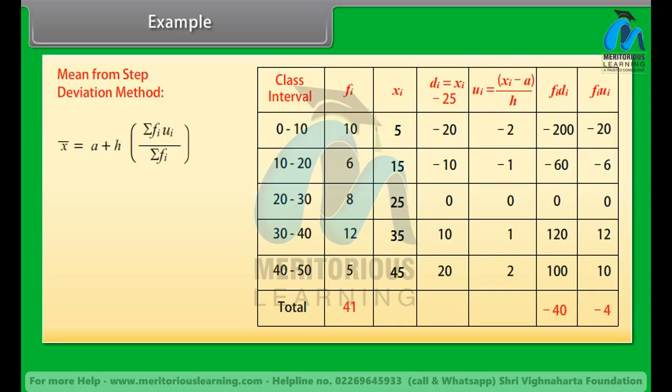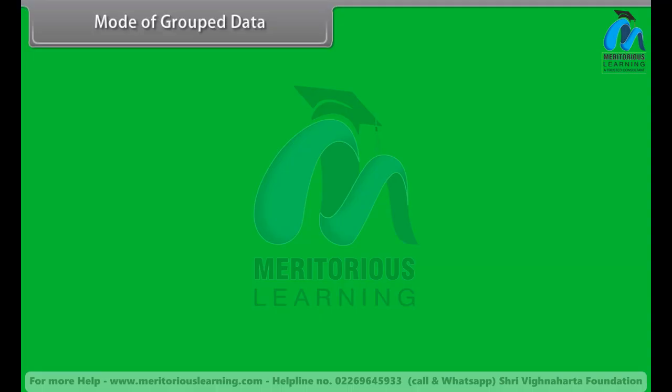After this, we find the mean using the step deviation method by using the formula assumed mean plus h multiplied by summation of the product of fi and ui divided by summation of fi. 25 plus minus 4 by 41 multiplied by 10, 25 minus 0.98, 24.02.